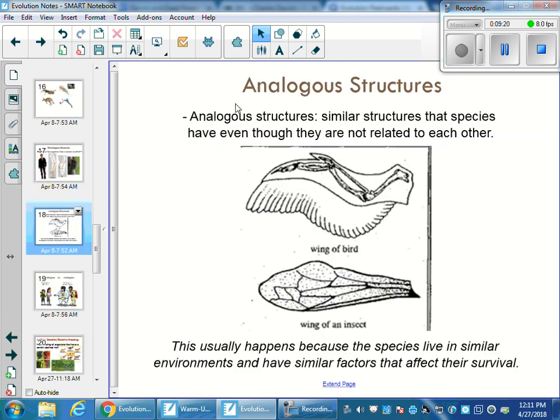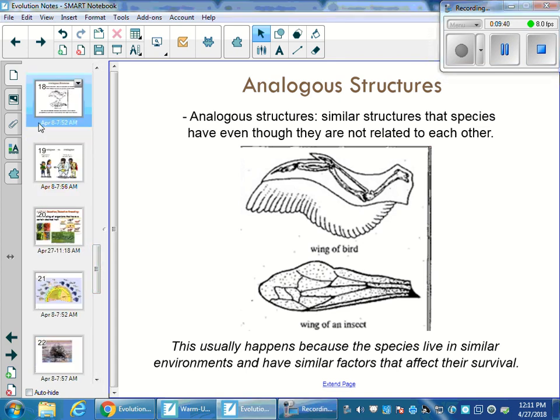There are also things called analogous structures. These are things that don't really give us any evidence that populations have changed, but sometimes you'll see these, like for example with wings of birds and wings of an insect. They are not related to each other. They don't have the same structure, but they both over time have found that to be a favorable characteristic.